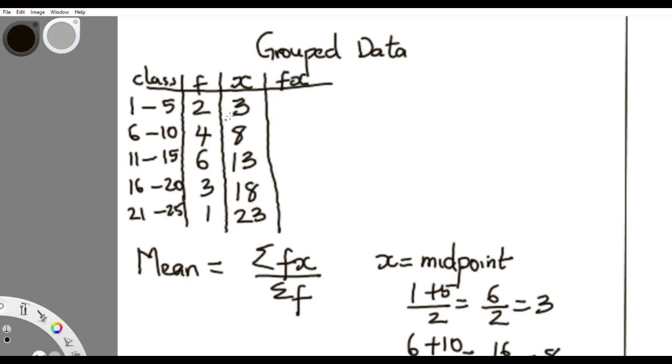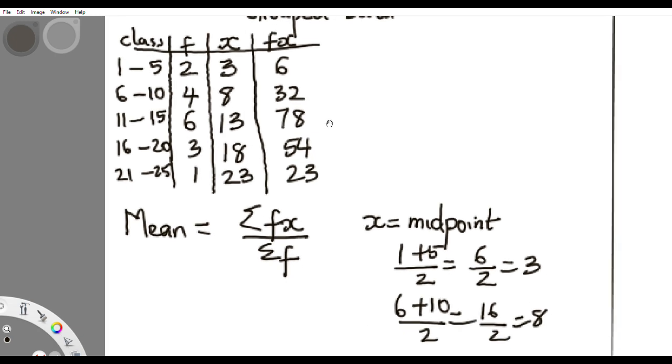Since we already have this, then we need to find fx. So fx is 2 times 3, 6; 4 times 8, 32; 6 times 13, that should be 78, if I'm right; 3 times 18, 54; and 1 times 23, 23. Yeah, I hope we are getting it.